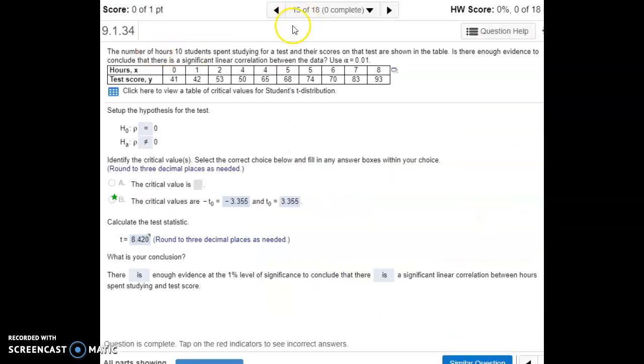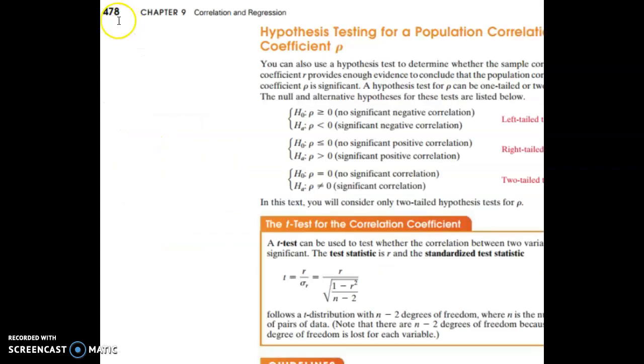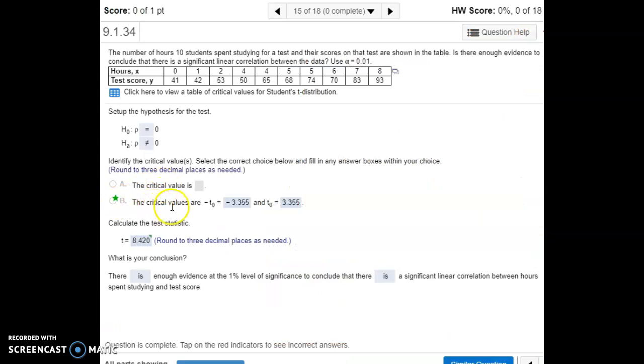This question is asking, is there evidence of a correlation? It doesn't mention positive or negative, just any type of correlation. So we'll use not equal to as our alternative. We use the t-distribution for this type of hypothesis test. And so our critical value, it's all dependent upon alpha with the t-distribution.